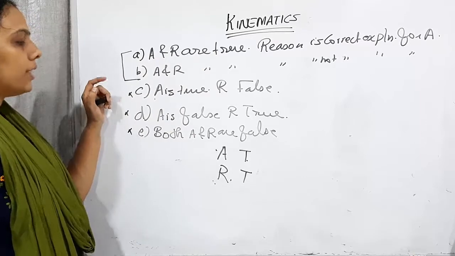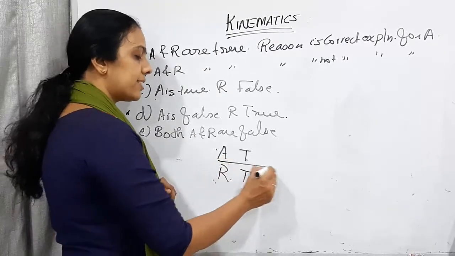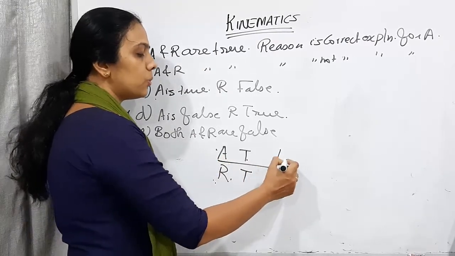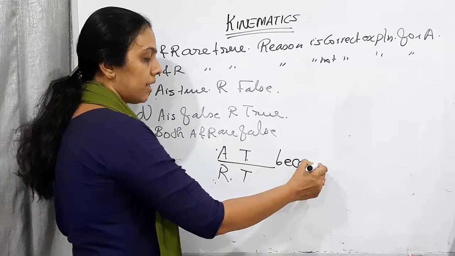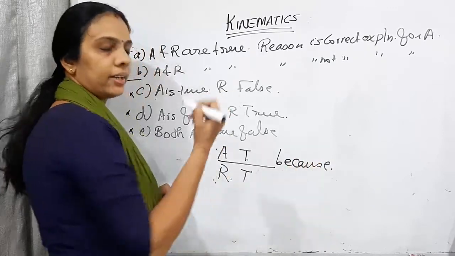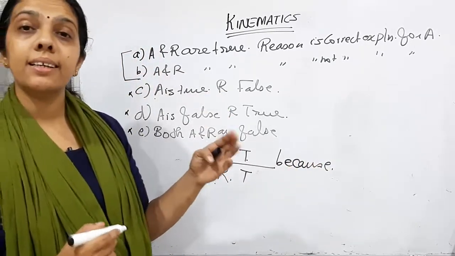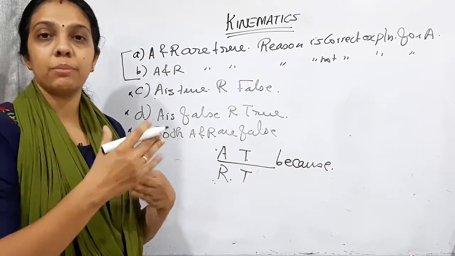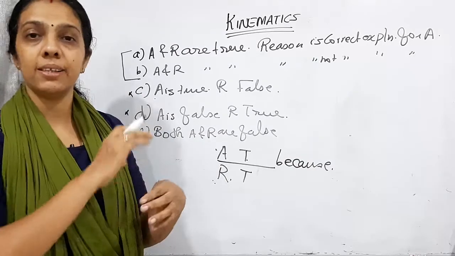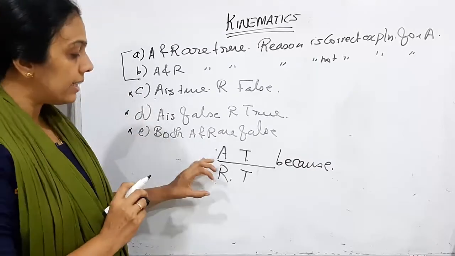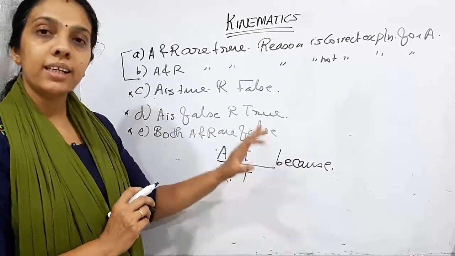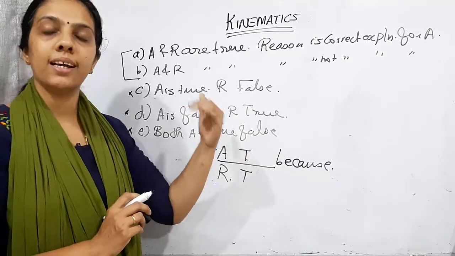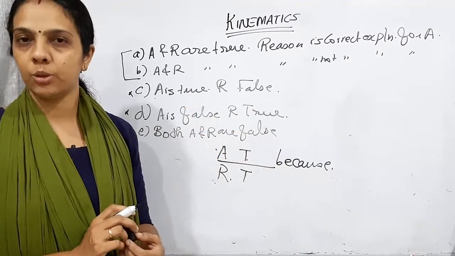Then if you are getting like this, after the assertion statement, you can use a 'because' and read the second one, whether it is the correct explanation. We are checking whether the reason statement gives a correct explanation for the statement given in the assertion. That one we need to check.